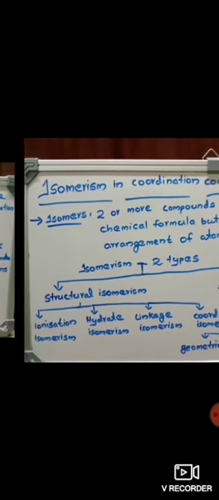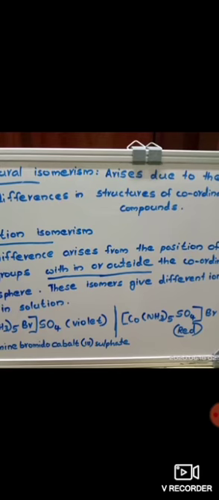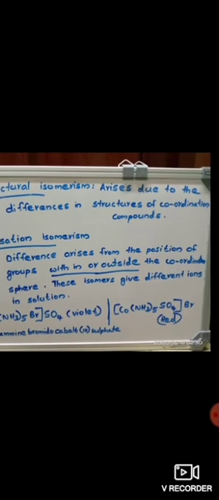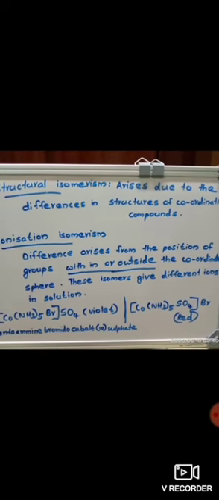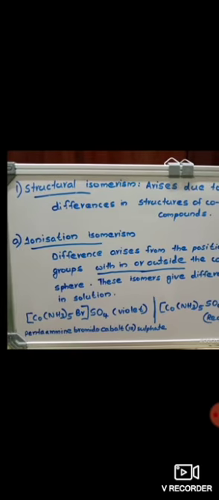First we can see structural isomerism in detail. Structural isomerism occurs when there is a difference in the structure of coordination compound. They are having same formula, but there is a difference in the structure of the coordination compound. In that, first we can move to ionization isomerism.